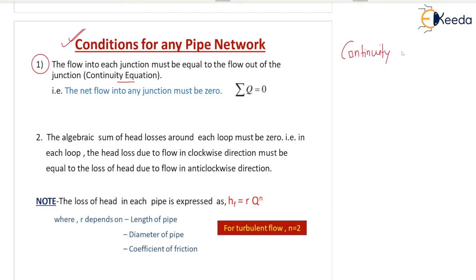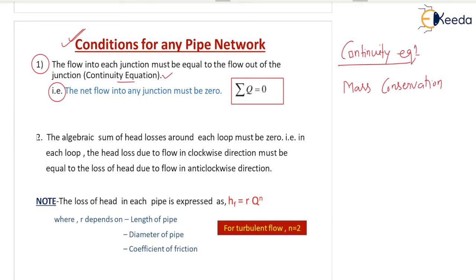Continuity equation is your mass conservation equation, right? Mass conservation. The flow into each junction must be equal to the flow out of the junction. That is the continuity equation. The pipe network also has to satisfy the continuity equation, that is the mass conservation equation. That is, the net flow into any junction must be 0, delta Q equal to 0.